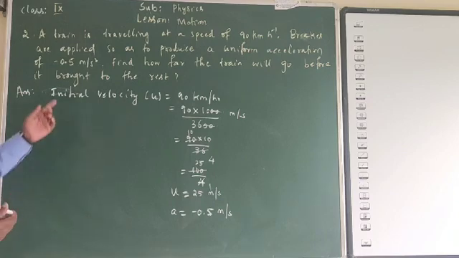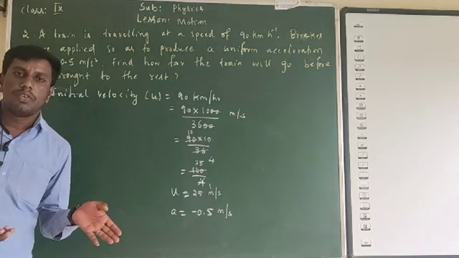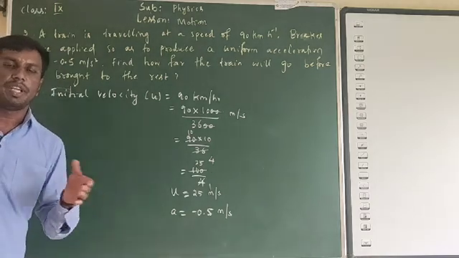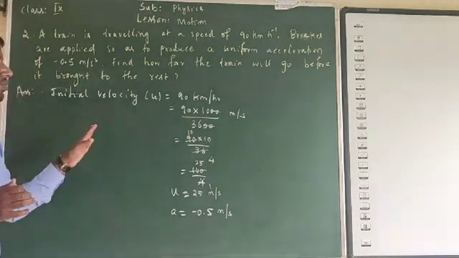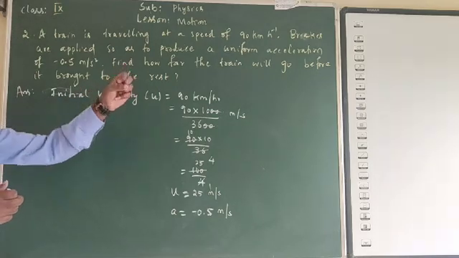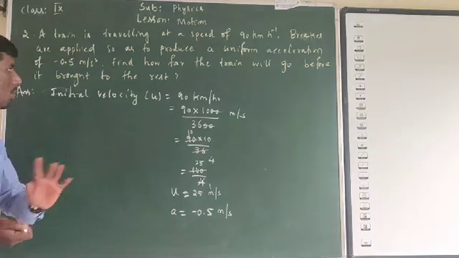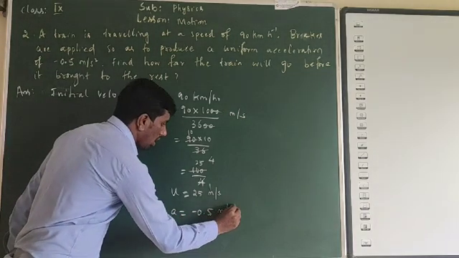Then why is it negative? Negative in the sense we are applying the brake. Speed will be decreasing. If speed is increasing, then it is positive. In fact, it is actually a retardation. Okay, so that is minus 0.5 meter per second square.